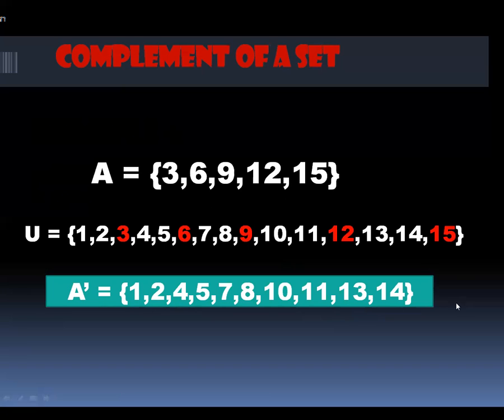Okay, these are the elements. The elements in the complement of set A are the elements in the universal set that are not in set A. Okay, this 1, 2, 4, 5, 7, 8, 10, 11, 13, and 14 are the elements that are in the universal set but not in set A. Okay, this is how we're going to find out the complement of a set.